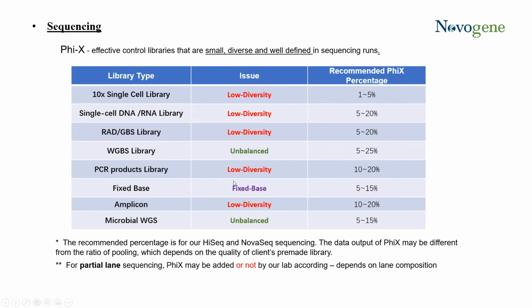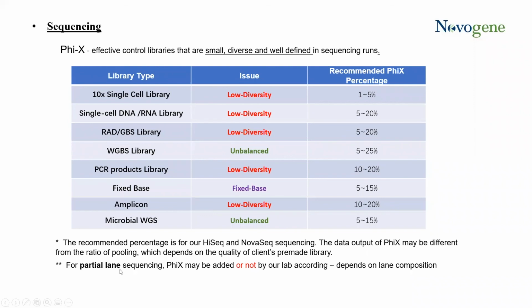And another potential variable here is fixed bases, and it's very similar to unbalanced. If you have fixed bases in the start, the middle, or the end of your insert sequence, we potentially need to accommodate that with a greater or lesser need of phi-X.